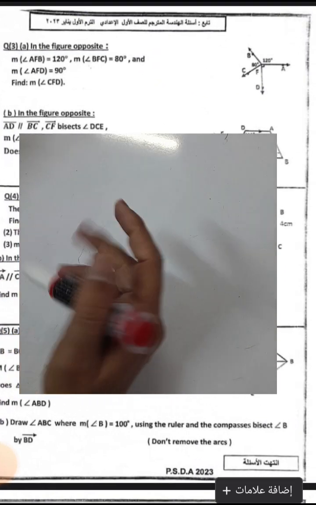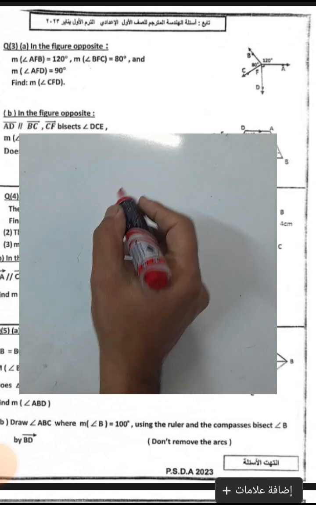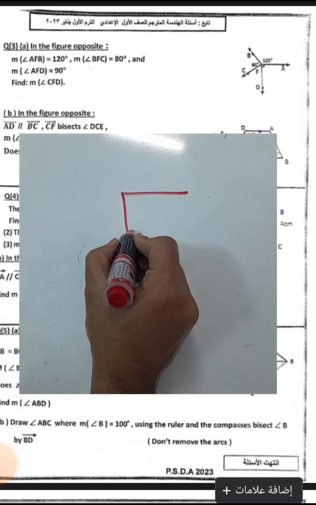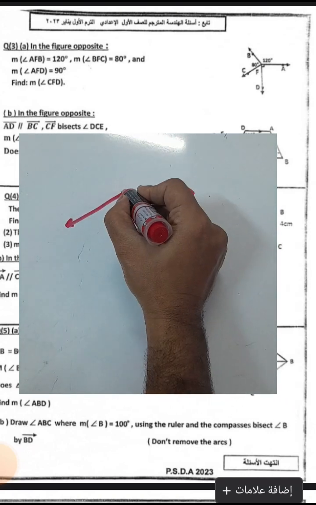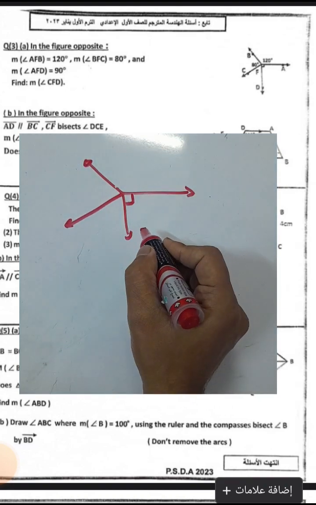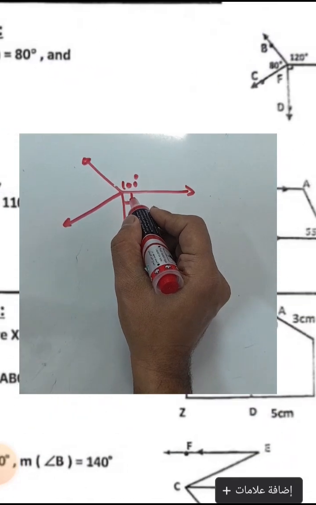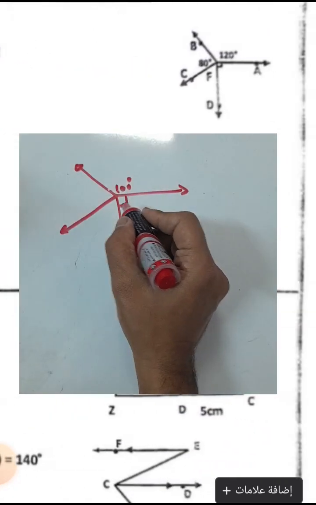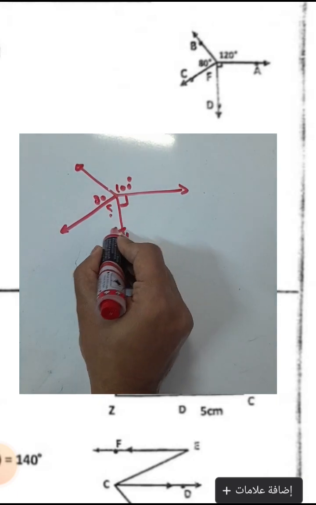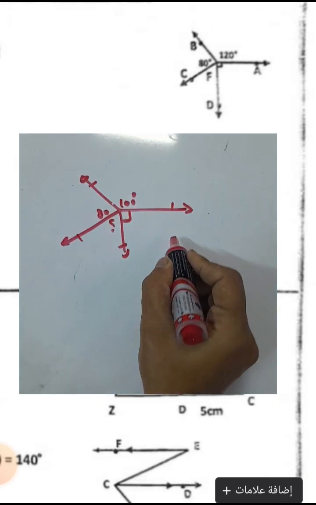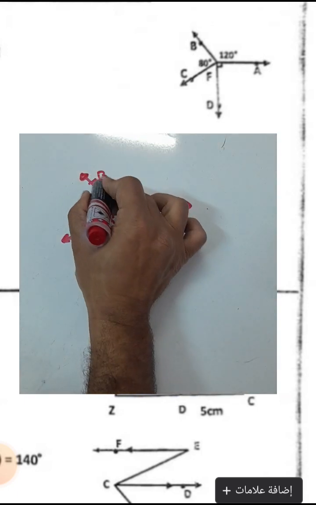In this figure, we want to find the measure of angle CFD. Okay, we have here the perpendicular straight line, and we have the ray here, and this ray makes 100 degrees, and this angle is 80 degrees, and this angle we don't know. Okay, we have A, D, C, B, and this point F.